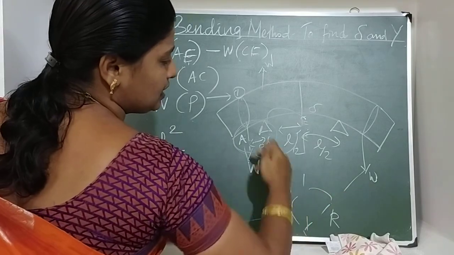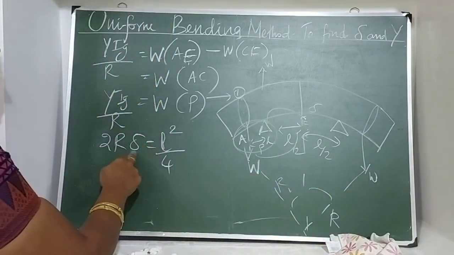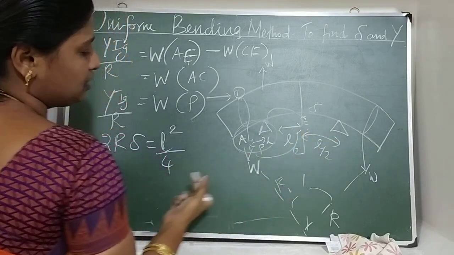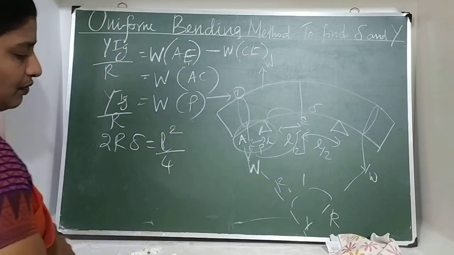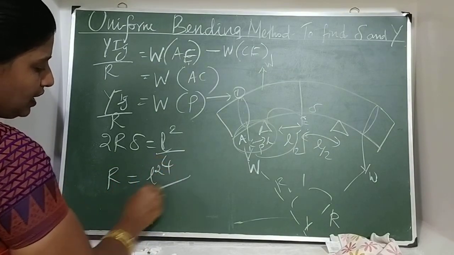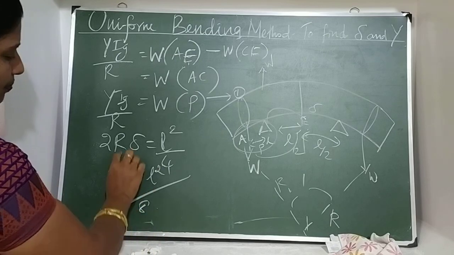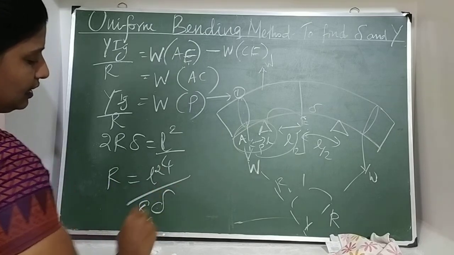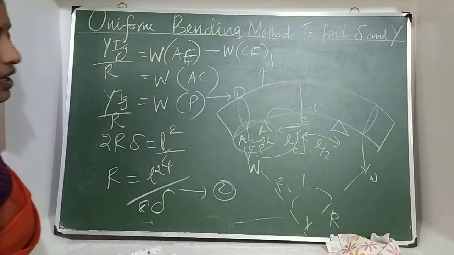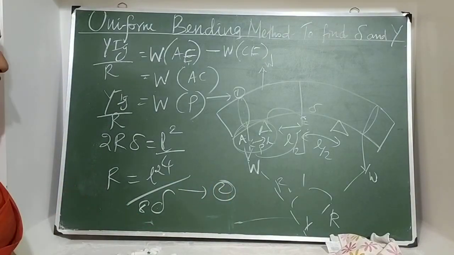Radius of curvature, this side load, 2R delta equal to the distance from the knife edge to the midpoint, that is L by 2, so L square by 4. This R equals L square divided by 4 into 2 delta, that is L square divided by 8 delta. Now, call this equation number 2. That is the radius of curvature.